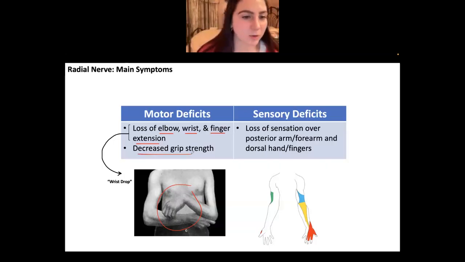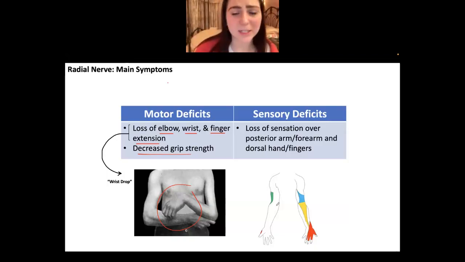You can also see decreased grip strength. The reason why is because a lot of the muscles in the hand that are involved with grip strength can also be affected by the radial nerve. And again, I didn't go into the specific muscles. Overall, it's a lot of the extensor muscles of the wrist, the forearm, and the fingers. But you can see decreased grip strength. Again, this is not specific to the radial nerve. It's just something you can see.